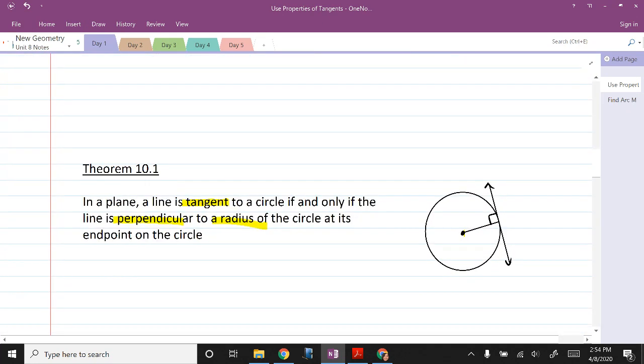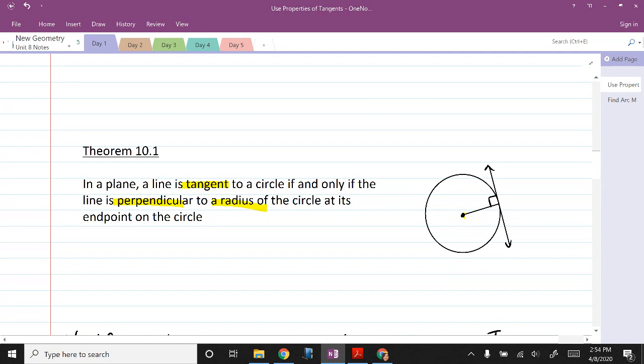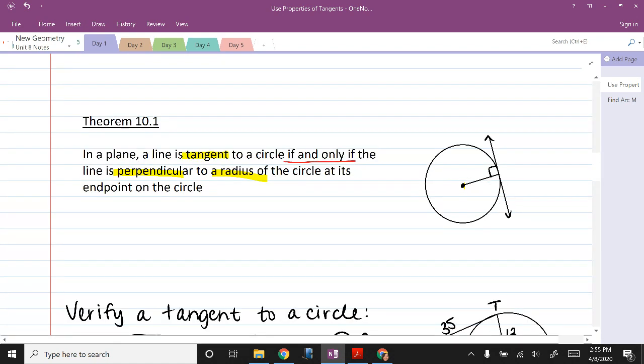So here's the first one. I believe this is in our notes. It says, in a plane, a line is tangent to a circle if and only if the line is perpendicular to a radius of the circle at its endpoint. So if we have a line that's tangent to the circle, then it's going to be perpendicular to a radius. And it says if and only if, so that goes both ways. That's biconditional. So if you have a radius, it's going to be perpendicular to a tangent, and if you have a tangent, it's going to be perpendicular to a radius.